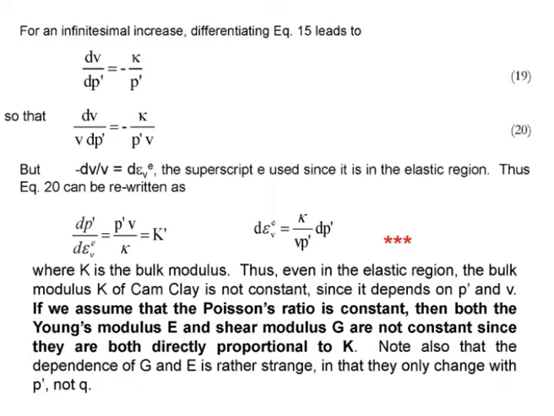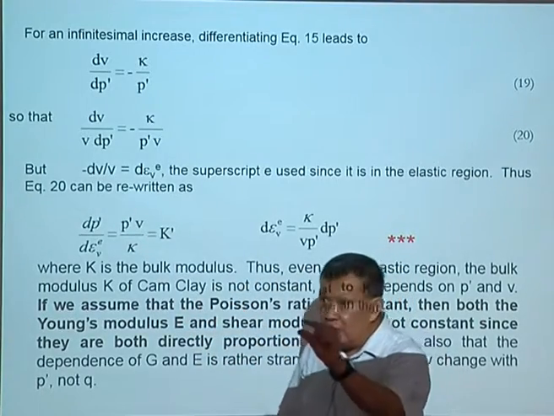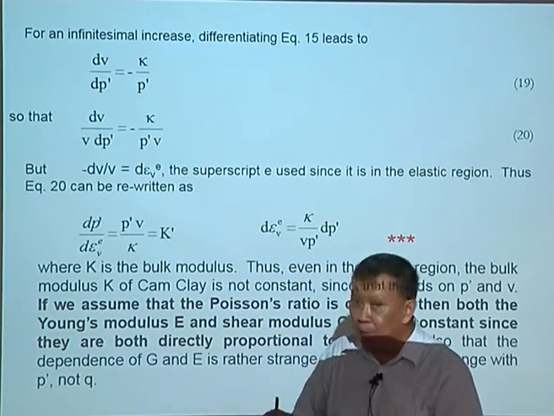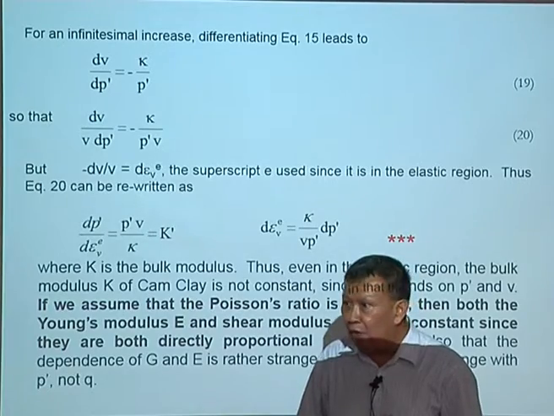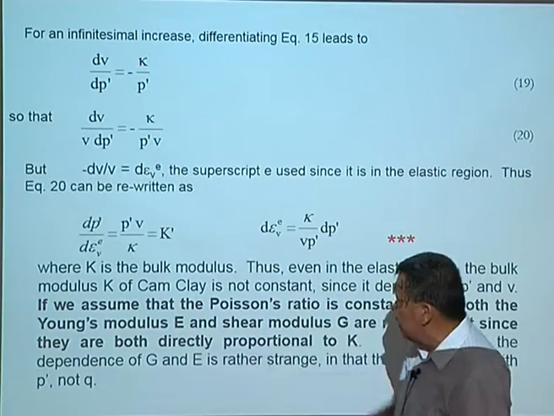On the right-hand side is equal to P prime V over kappa. Okay. Now the negative sign goes out, because epsilon_v^e is equal to minus dV over V. A decrease in specific volume means volumetric compression, which means positive volumetric strain. That's our convention. All right. So basically, that is why the negative sign has disappeared.